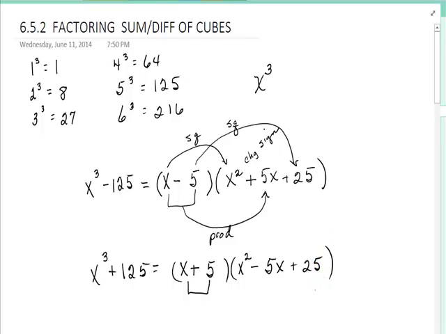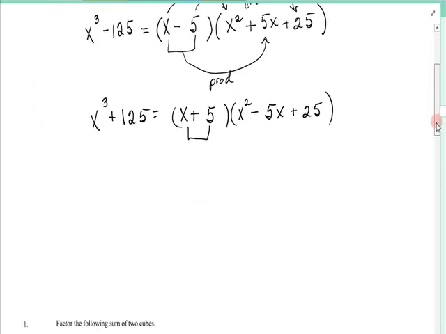If you wanted to check it, you would probably need to use the distributive property, multiply everything by x, then multiply everything by 5. Everything would drop out except those two terms. So it doesn't matter if you're dealing with the difference of cubes or the sum of cubes, the pattern is the same. Let's see how we do.